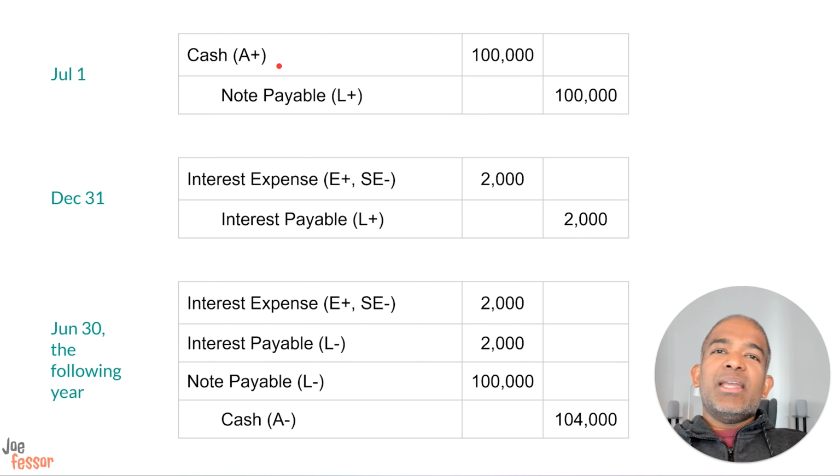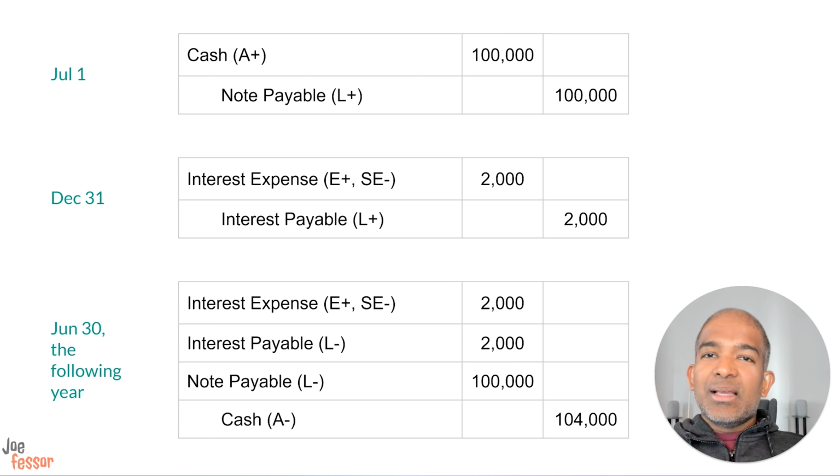On the 1st of July, Joe receives 100,000 cash, an increase in assets, creating a 100,000 note payable representing the new liability. Hence, we debit the cash account for 100,000 and we credit the note payable account for 100,000. Even though payment isn't due yet, accrual accounting requires us to recognize interest expense as it builds up.